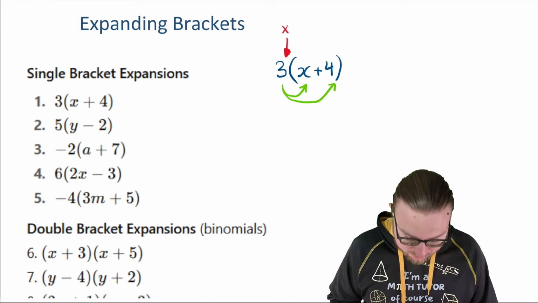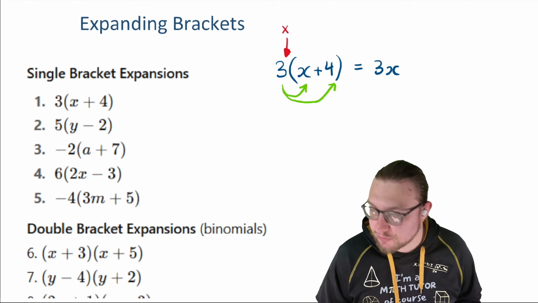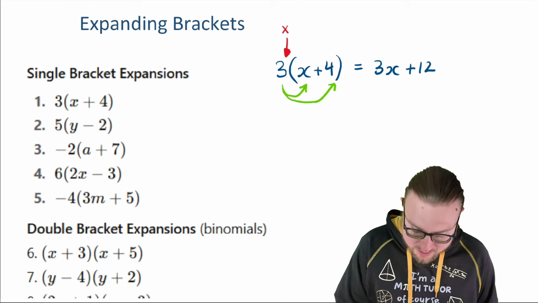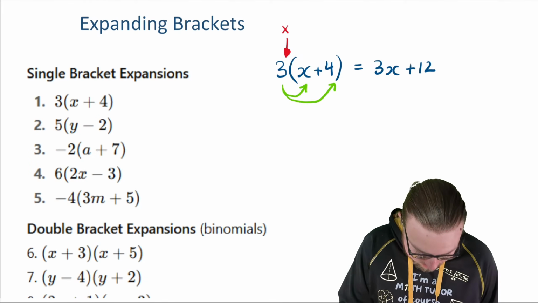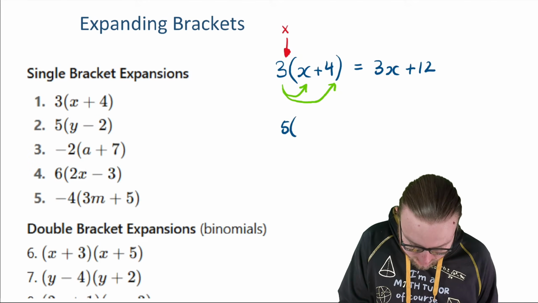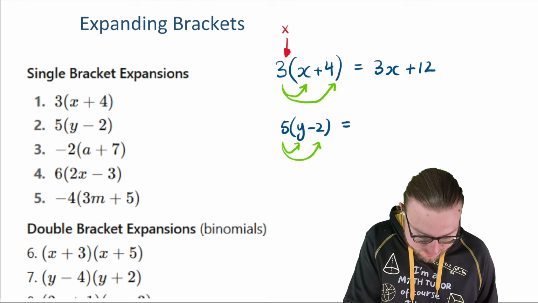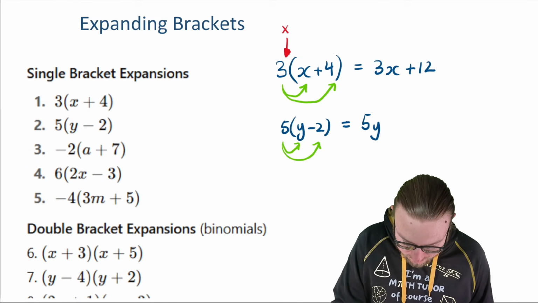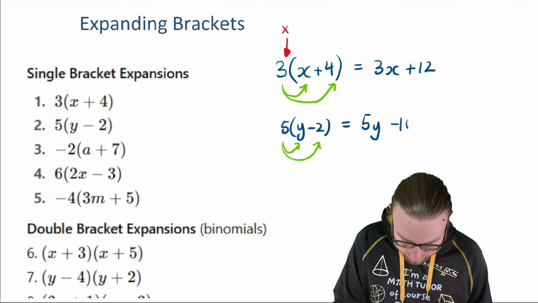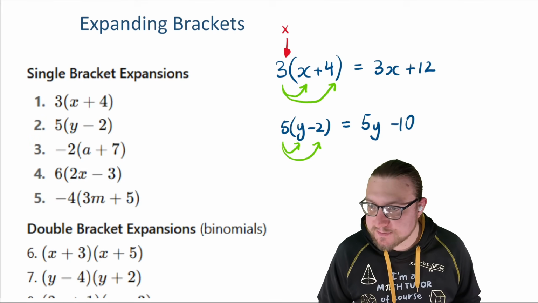So 3 times x will give us 3x. And 3 times positive 4 will be positive 12. And that is already the first part done. This one should be pretty easy. We can do the second one here as well. We have 5y minus 2 in brackets. And again, whatever is in front of the brackets is multiplied with each part inside the brackets. So we have 5 times y is 5y. And 5 times negative 2 is negative 10. Always make sure that you're taking the sign in front of the numbers with them.